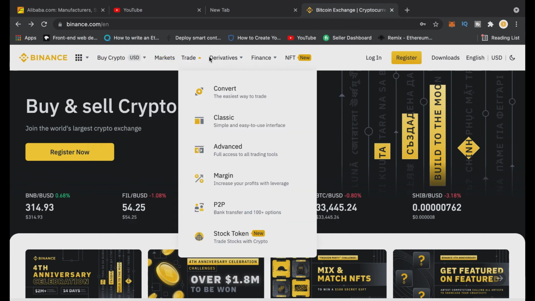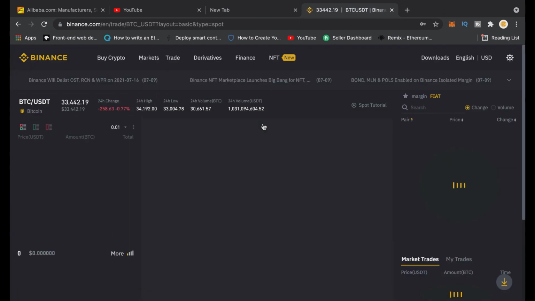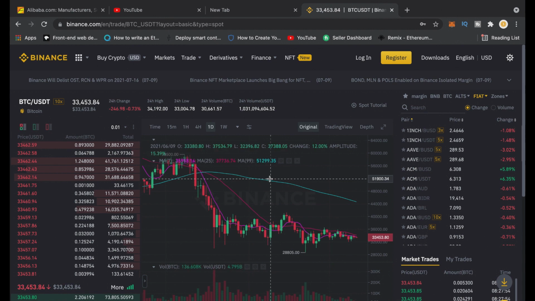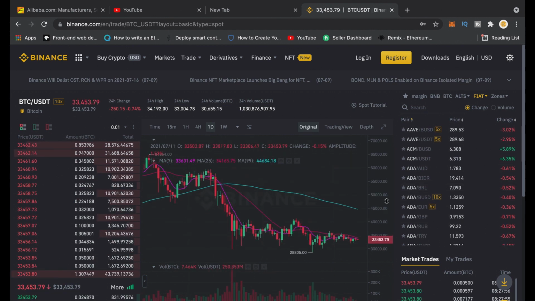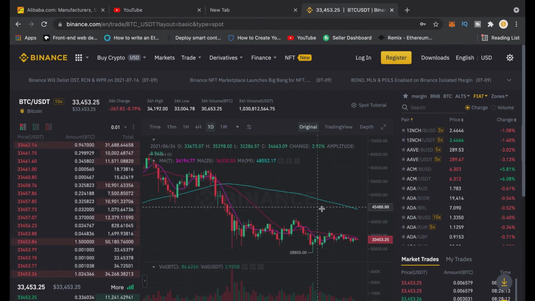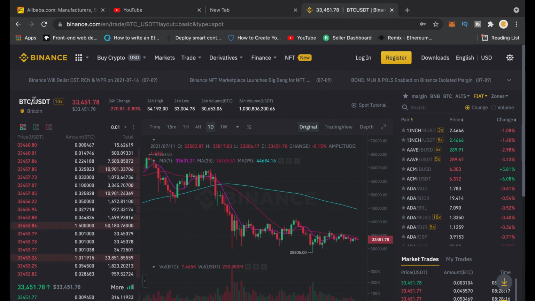I'll be taking you straight up to the trading page. Here's also trade. So this classic. Yeah, so guys, this is a classic page. You understand? It's a classic page for the Binance platform. And here I'm just saying that this is the candlestick chart for this particular pair here, which is Bitcoin slash USDT.